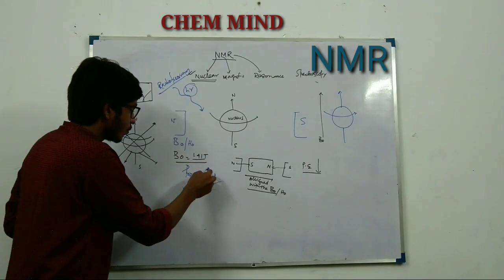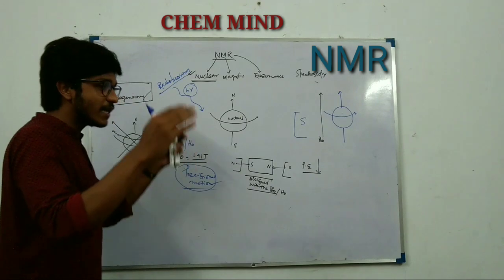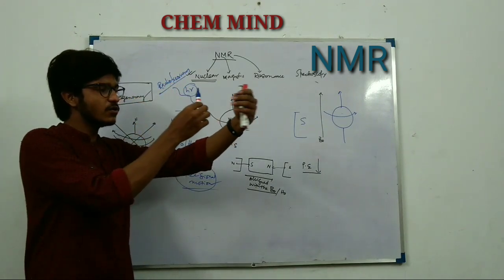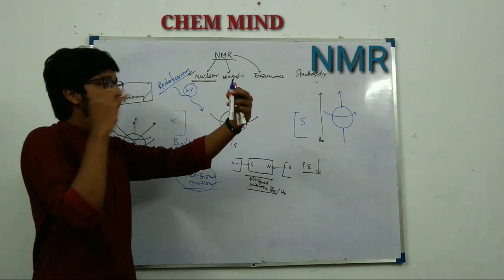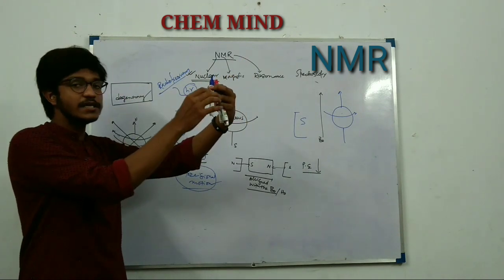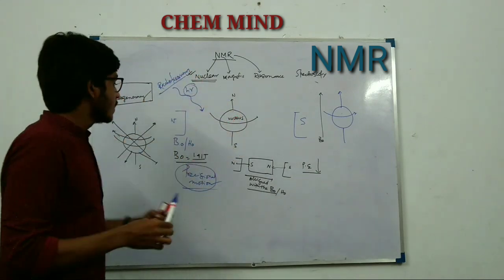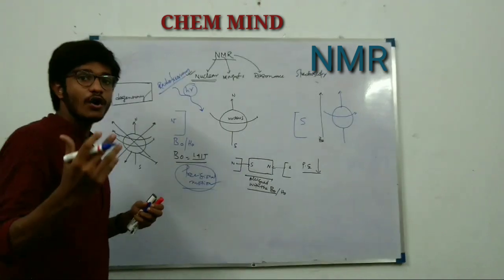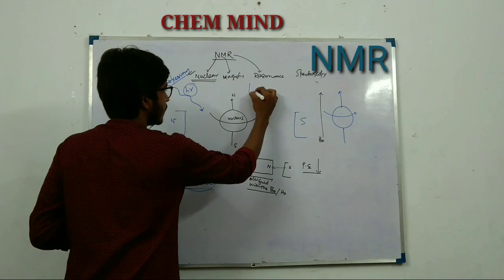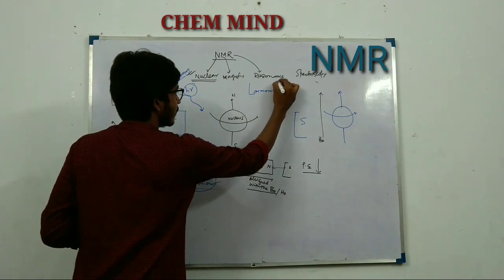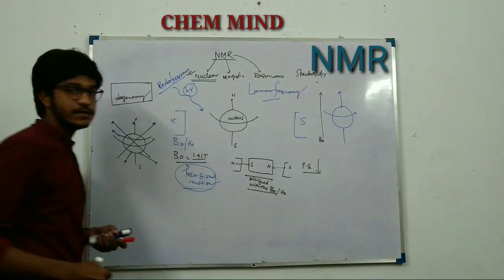So with which frequency does that precessional motion occur? This is the nucleus, and there is an external magnetic field with a north pole and a south pole. This nucleus is in the degenerate state, and it tries to align with that particular magnetic field. Now there is a production of one frequency for that nucleus. That particular frequency is known as the Larmor frequency.